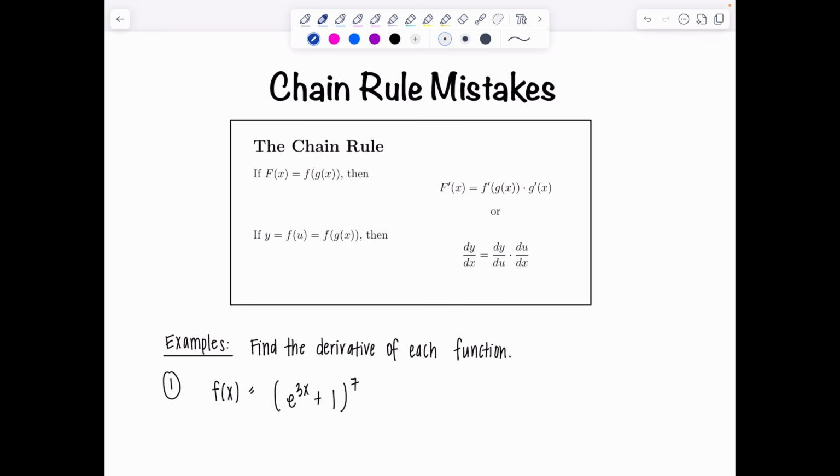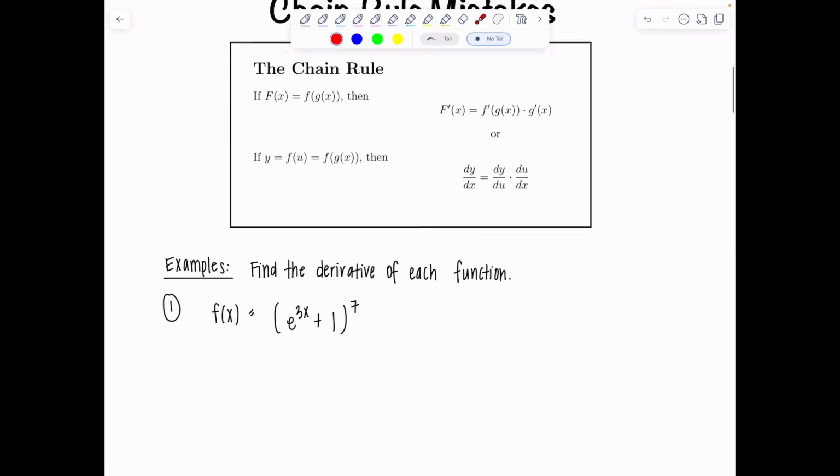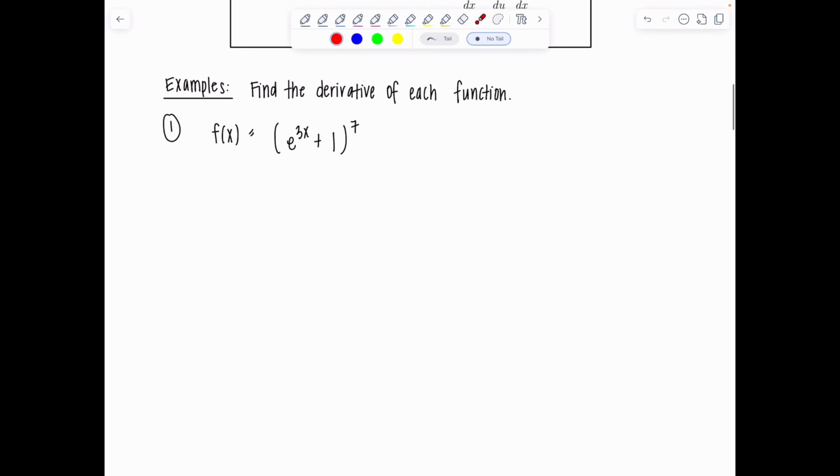Now let's just jump right in. So here's a reminder of the chain rule formula, but let's just start working through some examples. Find the derivative of each function. And what I always think of is start on the outside, work your way in.